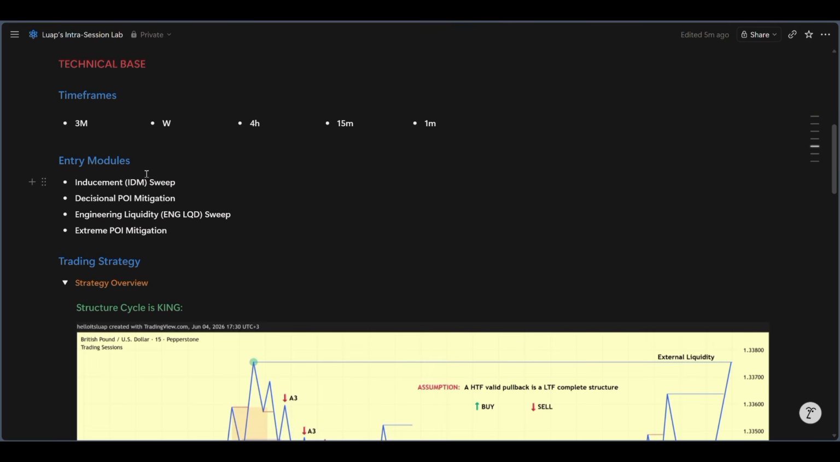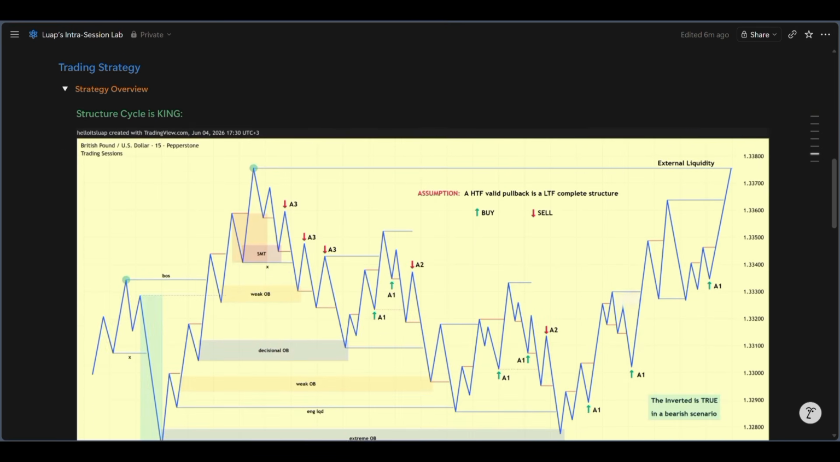The entry modules are the ones that I usually teach on this YouTube channel. That is the inducement sweep, the decisional POI mitigation. POI can be an order flow or order block, we all know that. Then the engineering liquidity sweep, and the extreme POI mitigation.